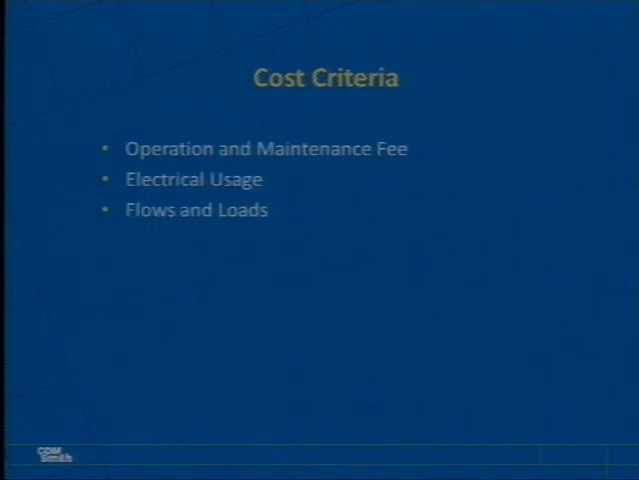The next evaluation component will be cost. The cost for evaluation is made up of 3 items, but the operation and maintenance fee is the annual fee that the service provider would propose to provide all the services for. We're also asking the proposers to provide an electrical usage amount. This is an amount in kilowatt hours that they would expect to expend over a year at the total facilities.